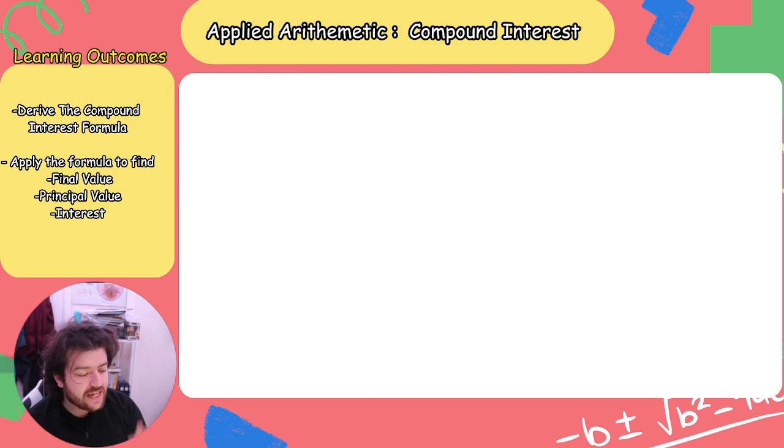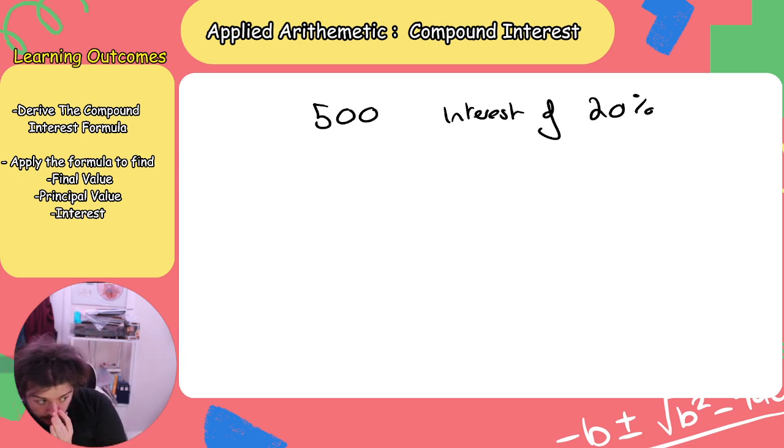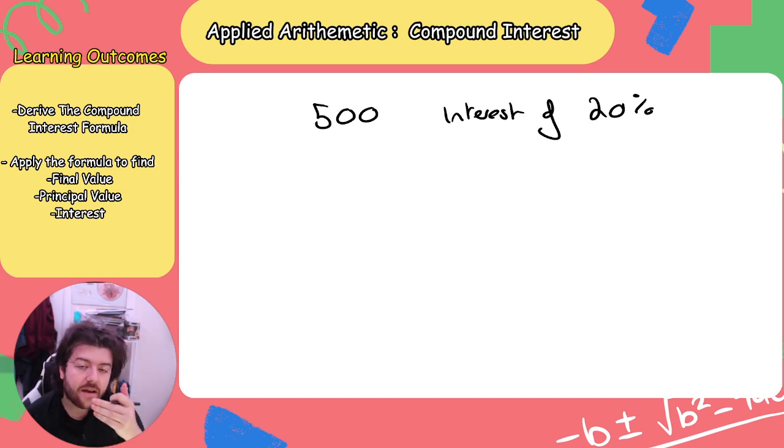So what interest is, if you put money into a bank or a savings account, they will give you a percentage of that money you've saved every year. So say for example, you are with a bank, you have €500 in a savings account. Now they're going to say, we're going to give you an interest of 20% every year. Now this is very unrealistic, but for the sake of simple mathematics, we're just going to say it's 20%.